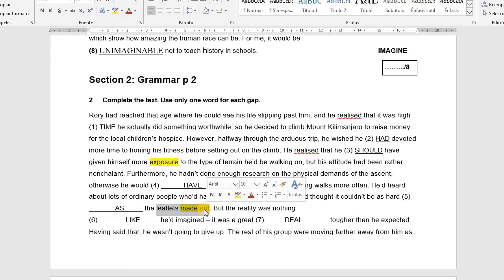Make out has lots of meanings. If there's fog, you say, oh, I can't make out the road. It's like vislumbrar, to make something out, to be able to see something with difficulty. Make out is also like kiss a girl or a boy. And here, make out is to give the impression that something is like that. The leaflets made it out to be very easy, like hacer parecer, no? Nothing like.